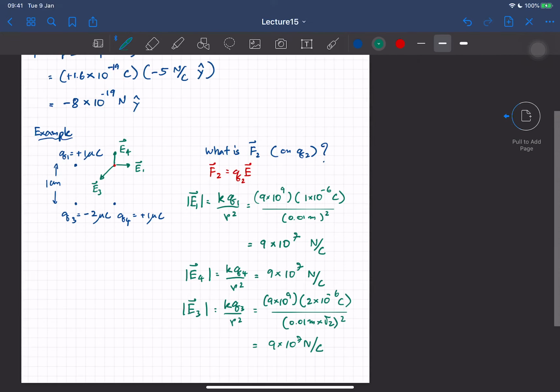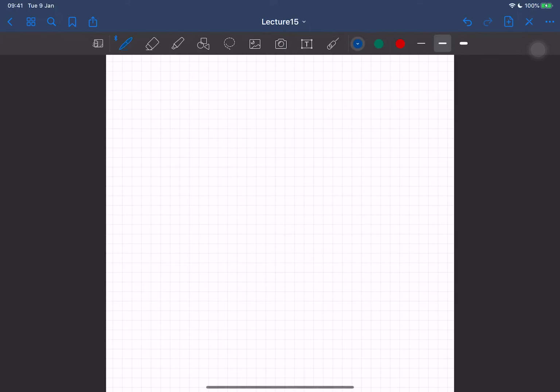Okay, so let's combine them. They are the same magnitude. So E1 is pointing, not E1, this is E4, pointing up. E1 points this way. E3 points this way.